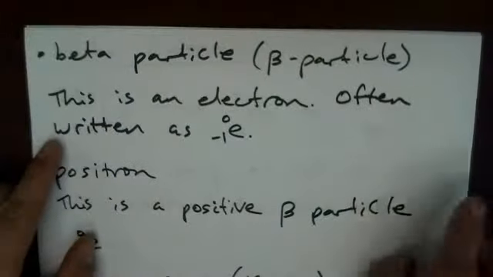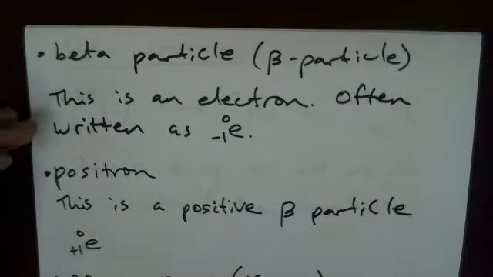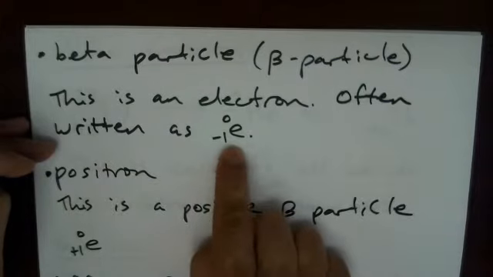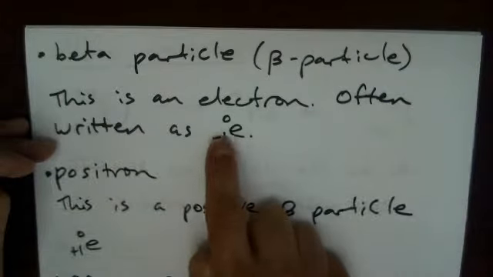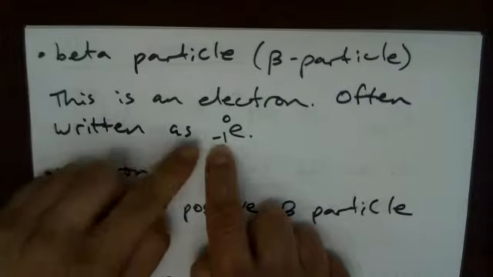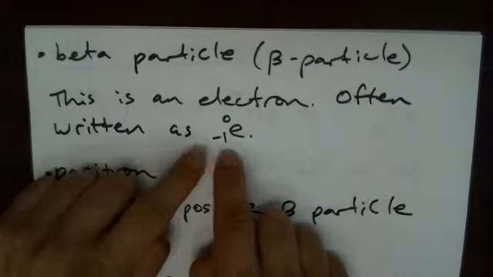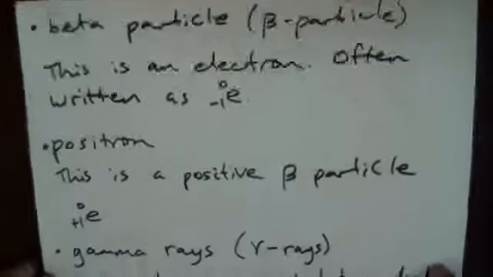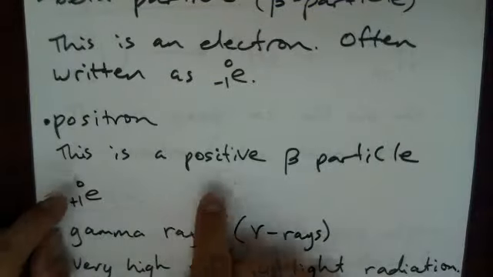We also have beta particles that come off. Now, a beta particle is just an electron, and we often write it with this symbol. It's got a mass of 0, and this isn't saying it's got a negative proton or anything, but it's just saying that it's got a negative charge. So we have a positron, which is a positive electron.